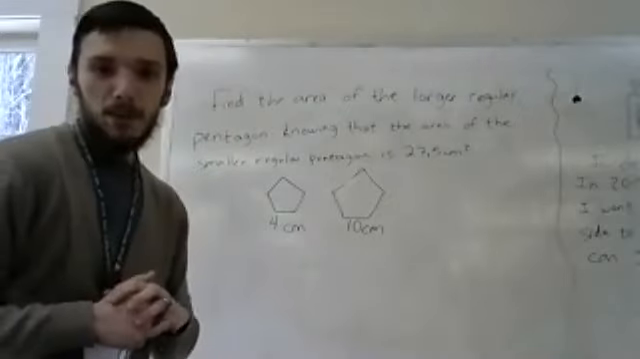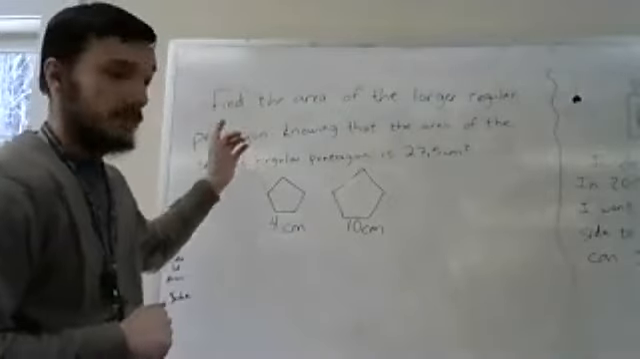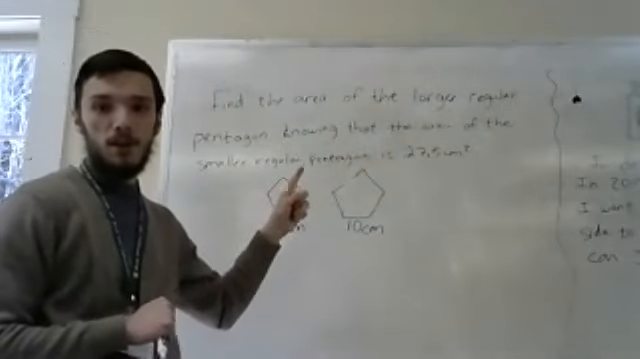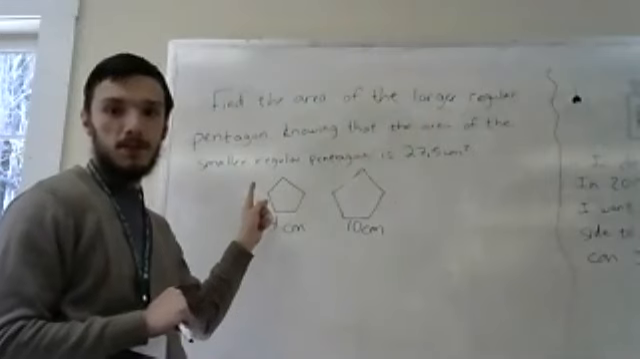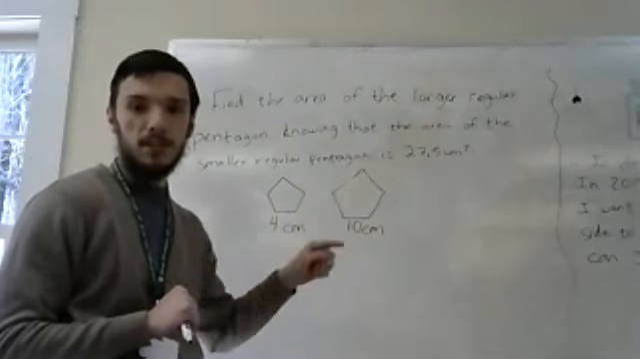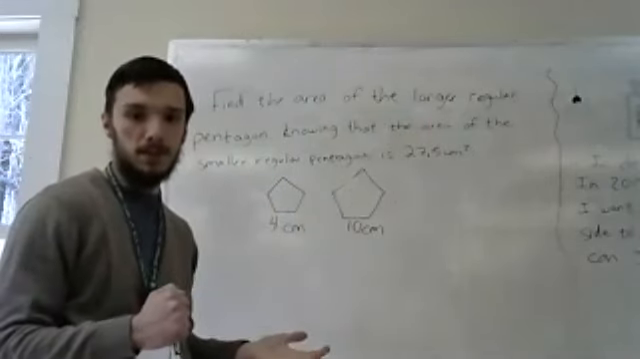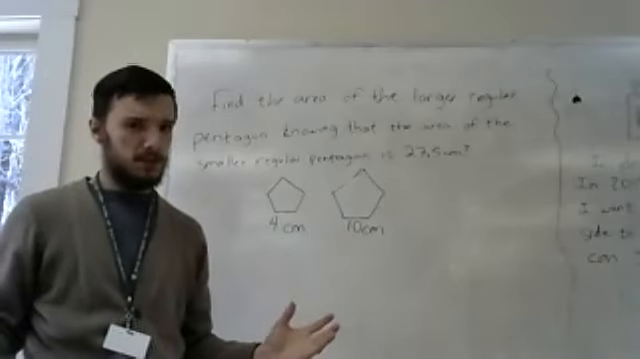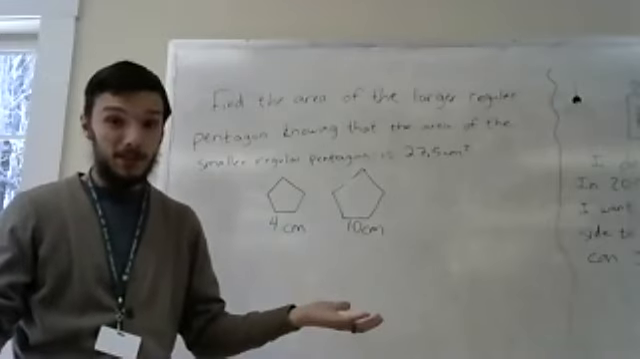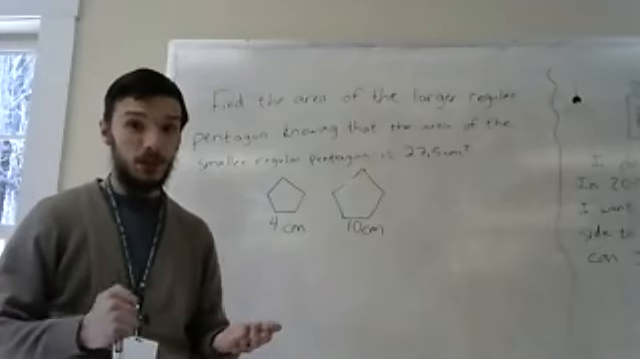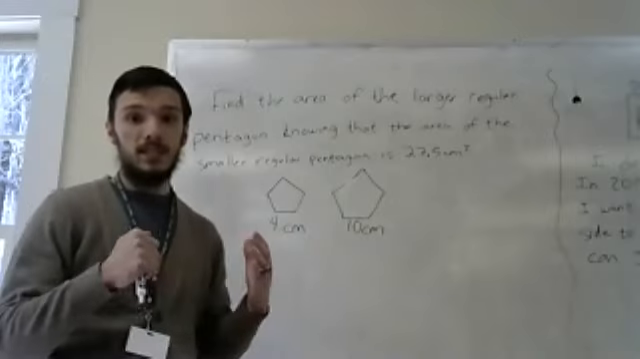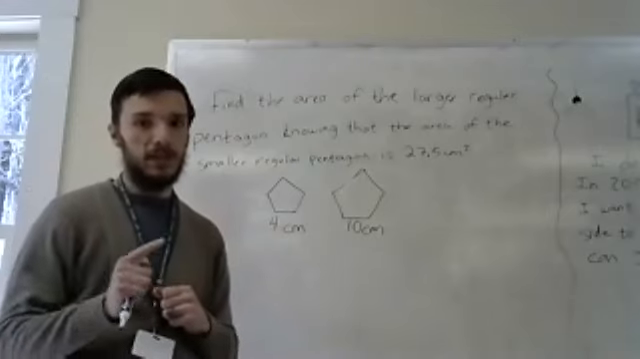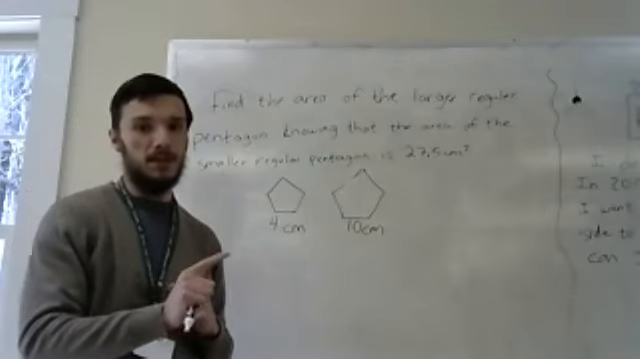Anyways, our problem is asking us to find the area of the larger regular pentagon, knowing that the area of the smaller regular pentagon is 27.5 square centimeters. Okay. So how do we start this problem? First, we need to find the scale factor between these similar pentagons. And we know that they're similar because they are both regular pentagons.